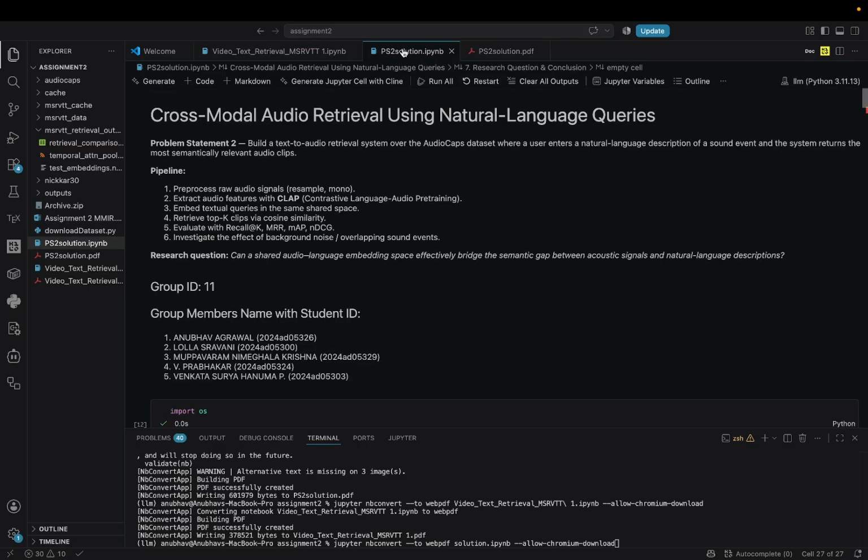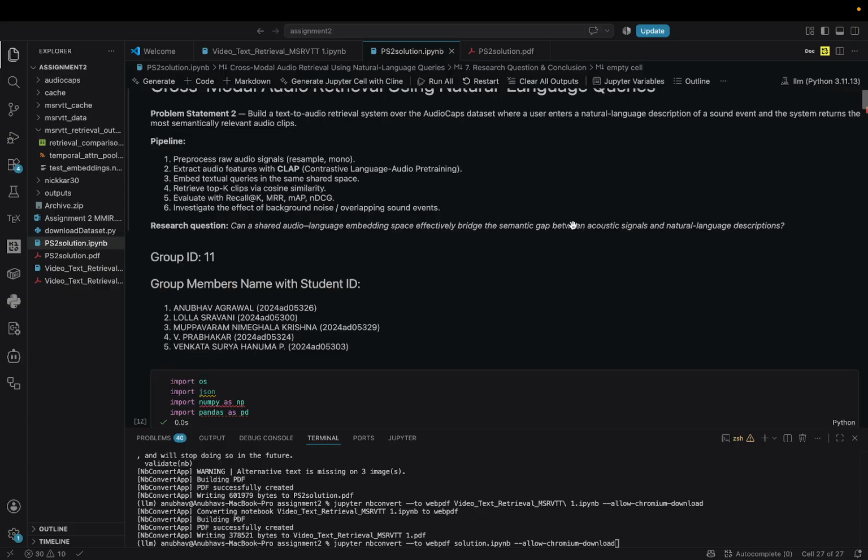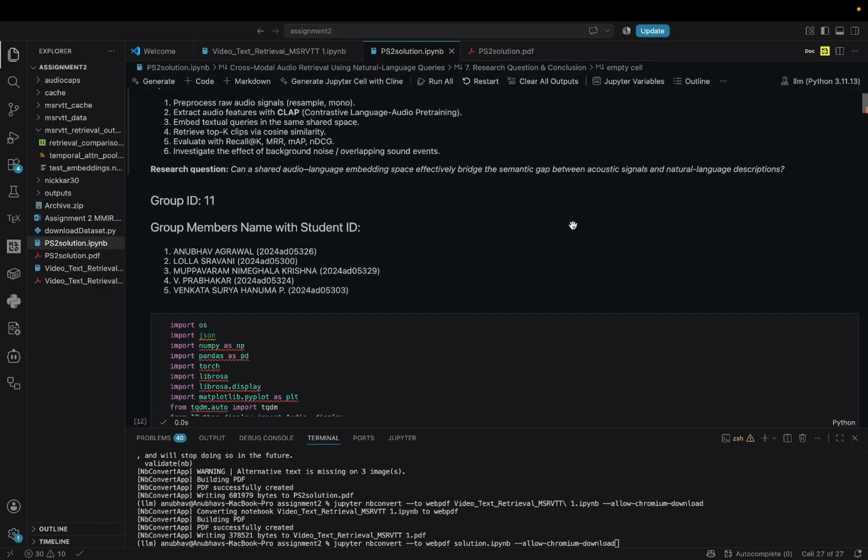Yeah. So, moving on to our second problem statement. This was a cross-modal audio retrieval using natural language queries. For this, the dataset we used is AudioCaps. It's a publicly curated audio dataset with human-level text. It has close to 50,000 audio clips, each of 10 seconds.